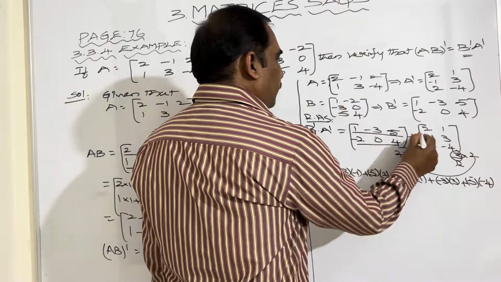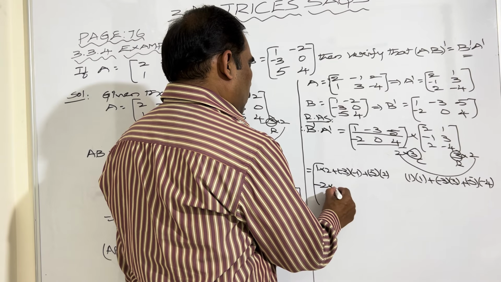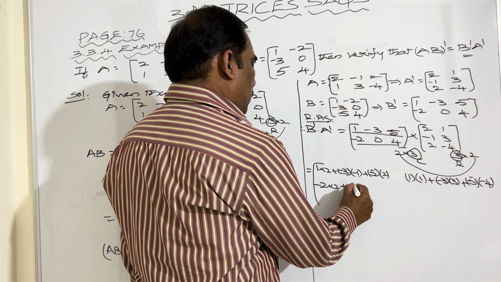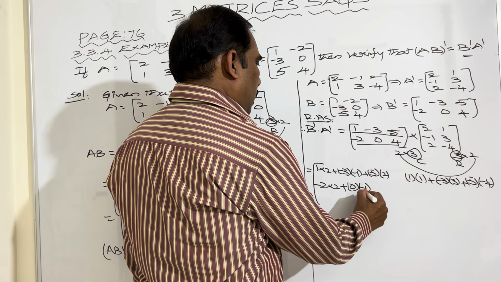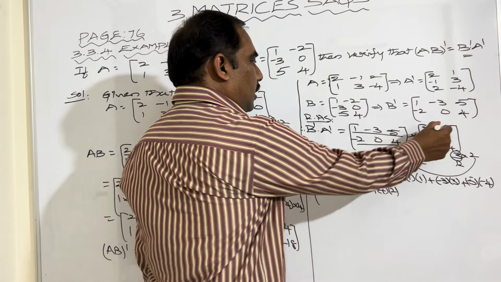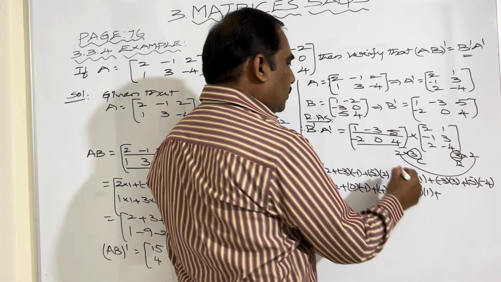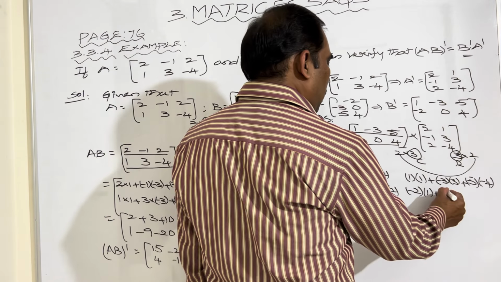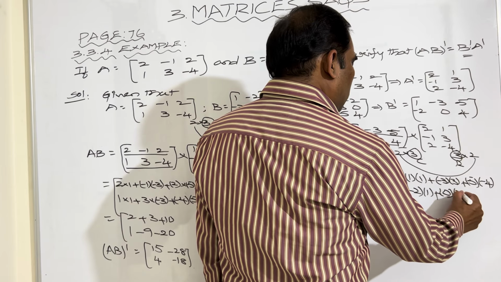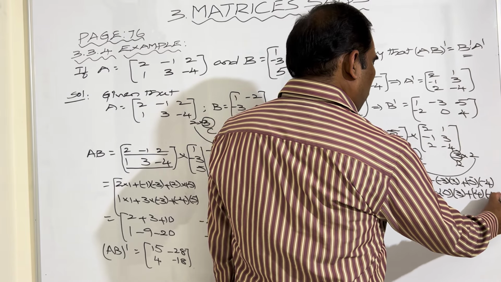Again, second row, first column multiplying here: minus 2 into 2 plus 0 into minus 1, plus 4 into 2. Second row, second column multiplying: minus 2 into 1 plus 0 into 3 plus 4 into minus 4.